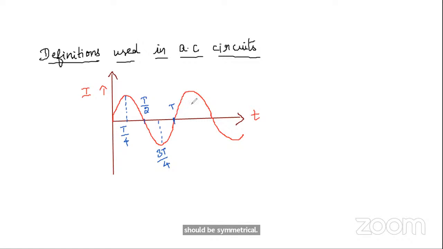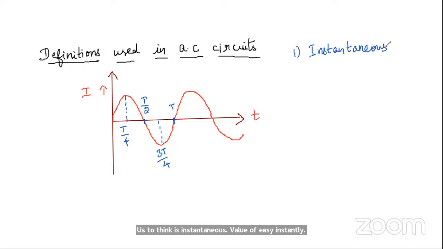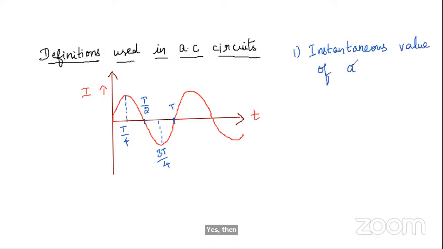So now we have some standard definitions. We shall see them one by one. The first thing is the instantaneous value of AC. So what is meant by the instantaneous value of AC?